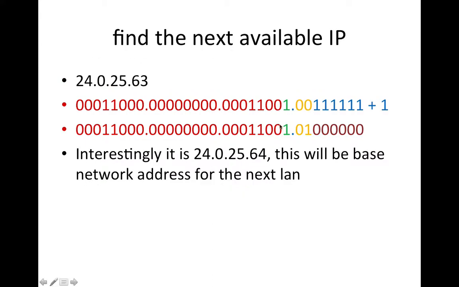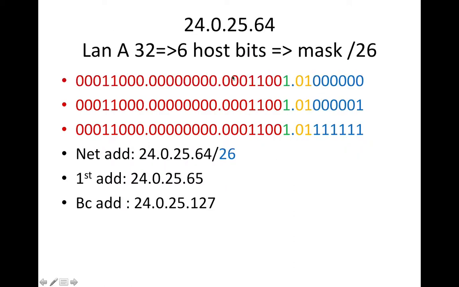So again, to find the next available IP address, I need to add 1 to the broadcast address from the previous block. As you can see here, the result would be 24.0.25.64. This time I'm going to start with 24.0.25.64 as the base network, and then for LAN A I need 6 bits in the host portion, therefore it will have 26 bits in the network portion.